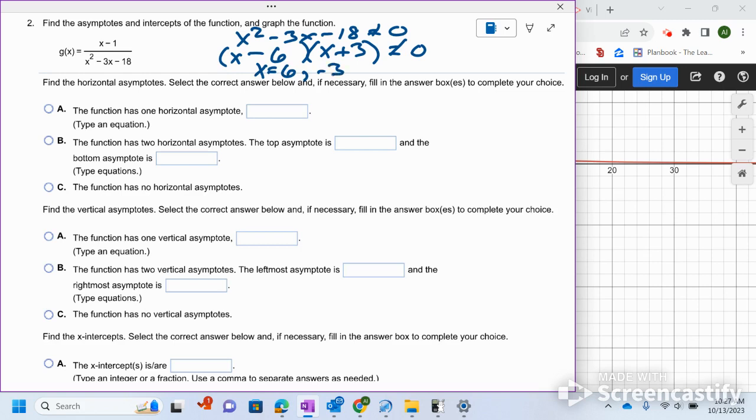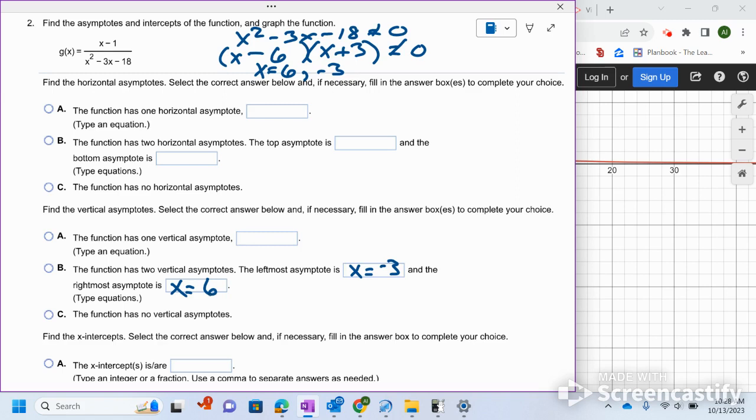Let's go to vertical first. It has two vertical asymptotes. The left one is x equals negative 3. The right one is x equals 6. Horizontal asymptotes. This is where I just graph it, because with all the dividing going on, there's going to be one horizontal asymptote. I know that because the power on the top is lower than the power on the bottom.